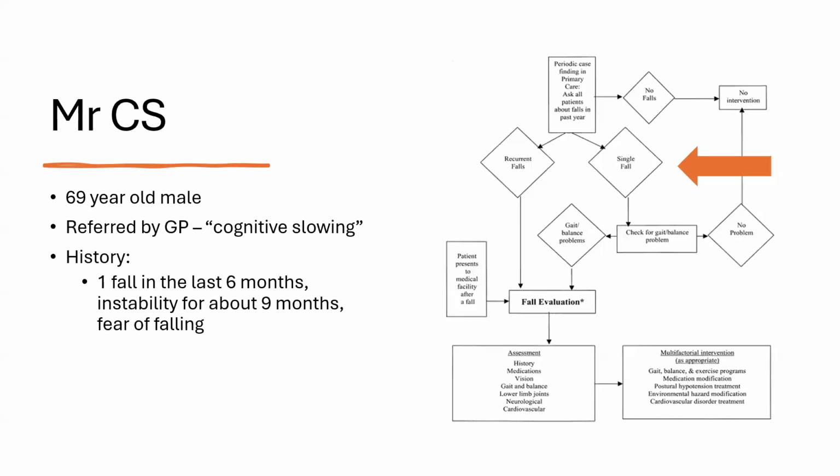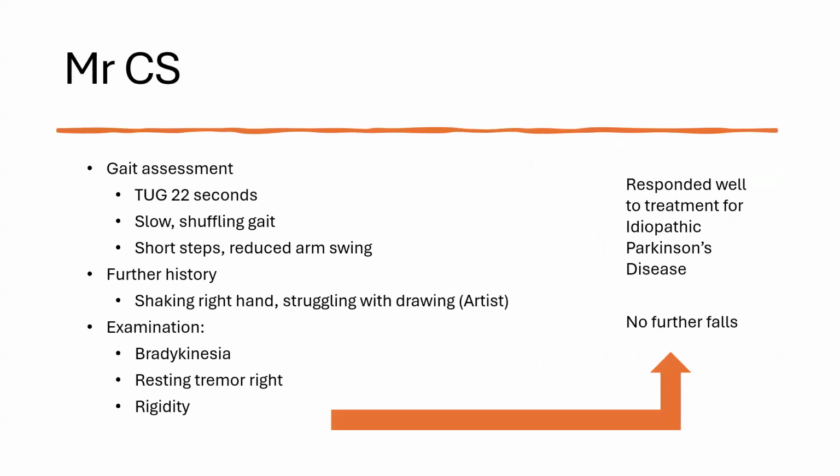So if we look at our algorithm, with a single fall, we're going to check him for gait and balance problems. So his timed up and go is actually 22 seconds. And when we observed his walking, he had a slow shuffling gait with short steps and a reduced arm swing. So on further history, he also told us that he had this tremor in his right hand, and he was an artist and he could not actually draw.